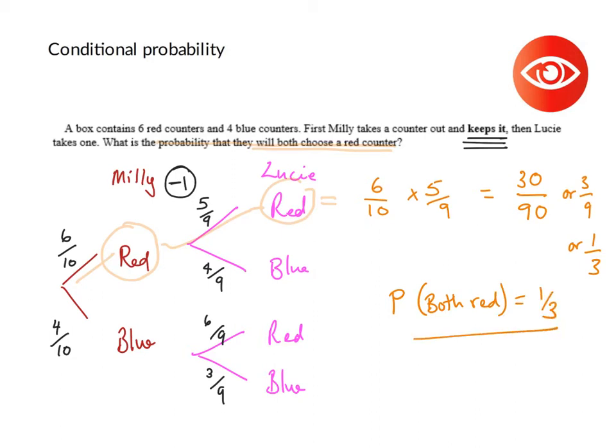Okay, so let's have a look at another question. So this is the same question, just with different numbers. So I'd like you to attempt to draw the tree diagram and then find out the probability that they get both red. So pause the video and attempt the question, please.